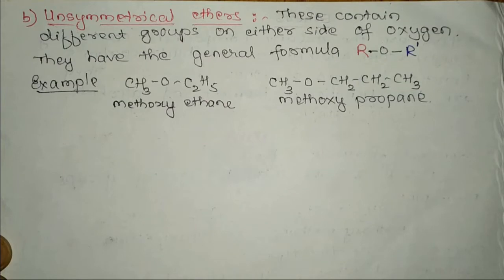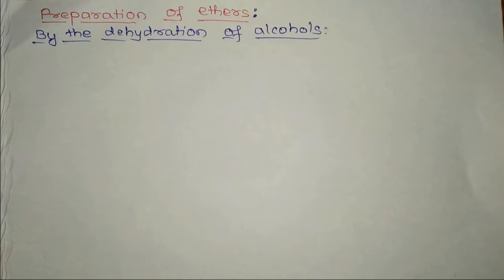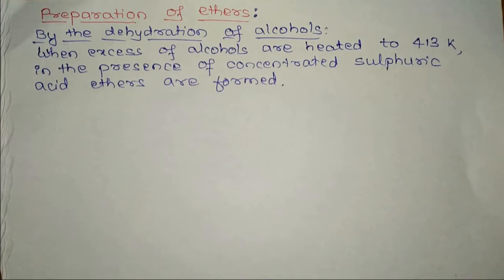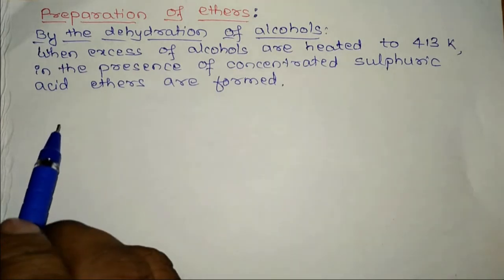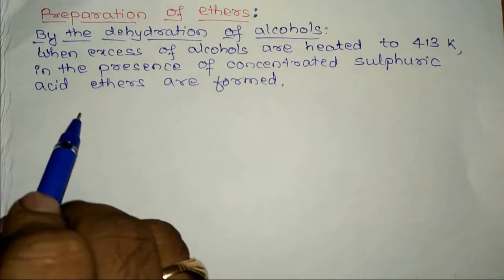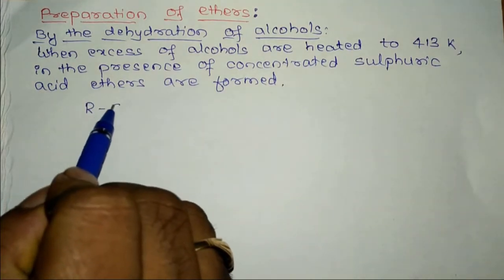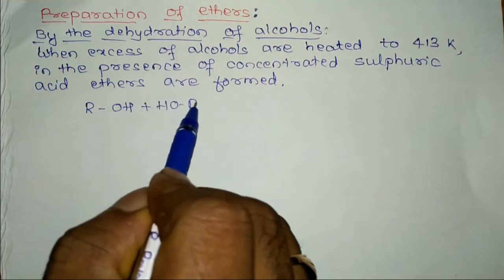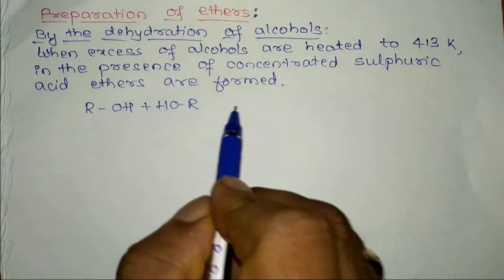Now we'll discuss the preparation of ether, that is by the dehydration of alcohols. When excess alcohol is heated to 413 Kelvin in the presence of concentrated sulfuric acid, ethers are formed. Now let us write the general reaction for this preparation. ROH plus HOR. These two represent alcohol.